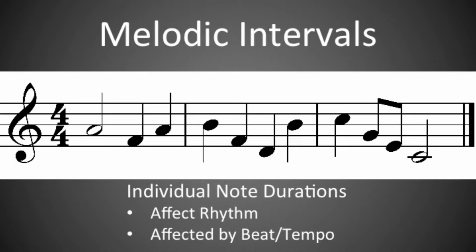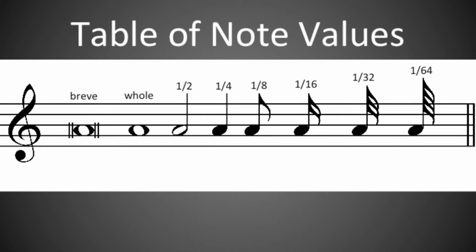This talk explains how we visually represent the duration of different notes, which affects rhythm and is affected by the beat. Here is a table of note values. Observe the precise fractional relationship of the different note durations: breve note, whole note, half note, quarter note, eighth note, and so forth. The smaller the fraction, the shorter the tone.